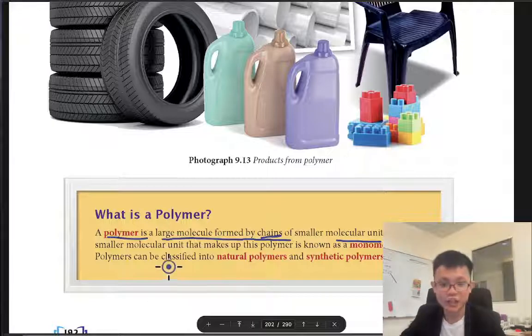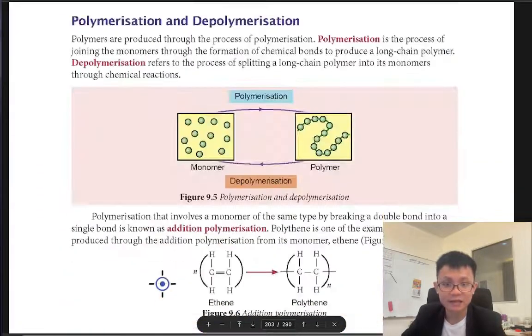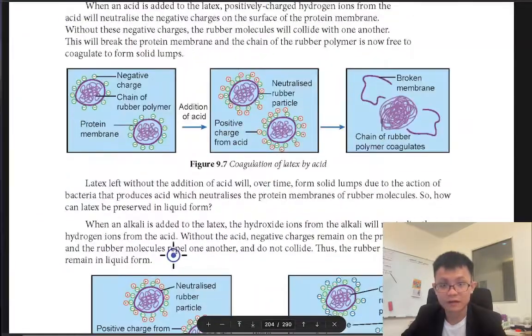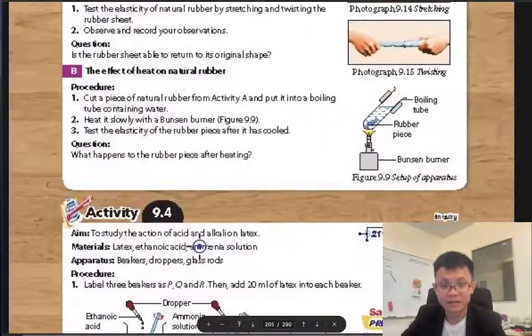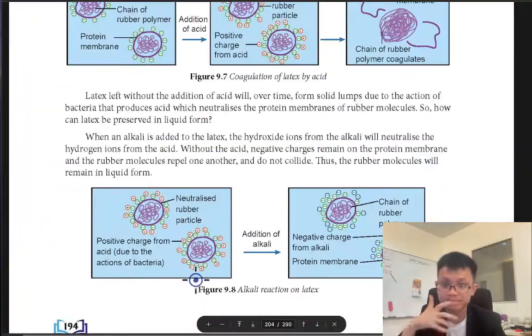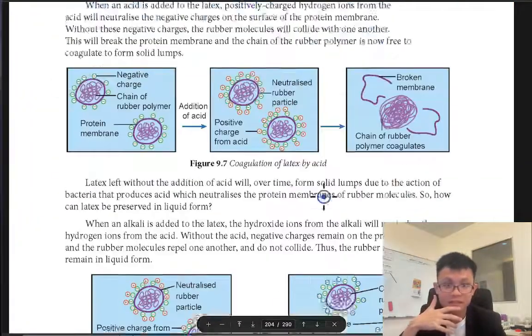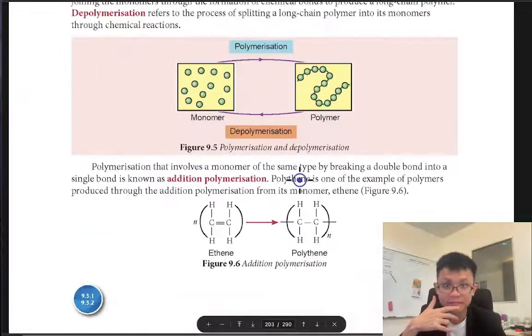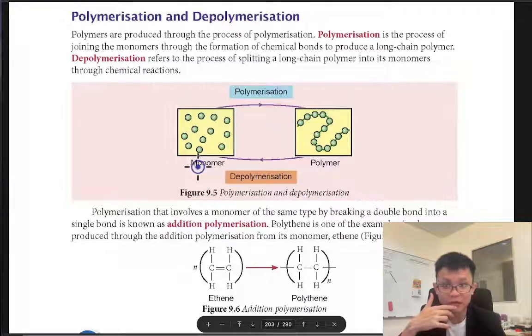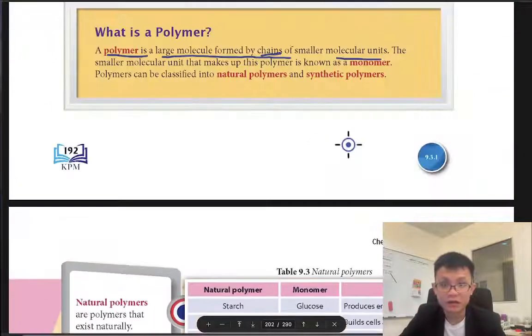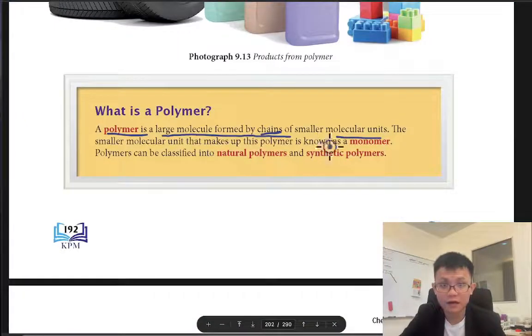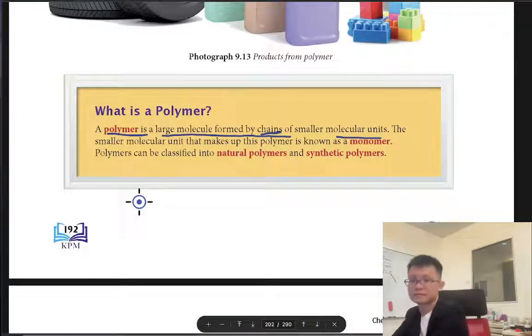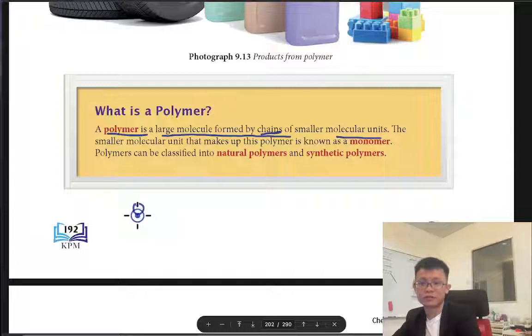When we say it's a chain, is there a picture? Something like this. Let me see. This is the picture. This is the monomer. This is the polymer. A monomer is like this, just like a molecule.